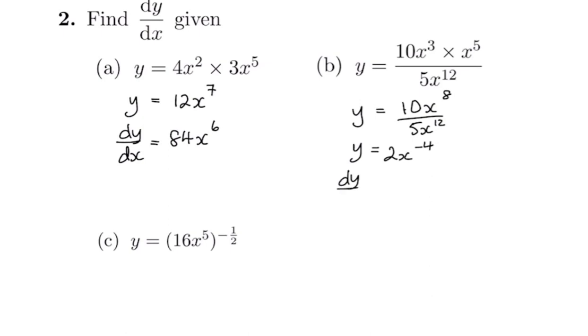And then you can differentiate it because it's in the form ax to the power n or kx to the power n. So you're going to get negative 8x to the negative 5. So what you are doing here is finding the gradient function. So dy dx equals negative 8x to the negative 5. That is the gradient function.